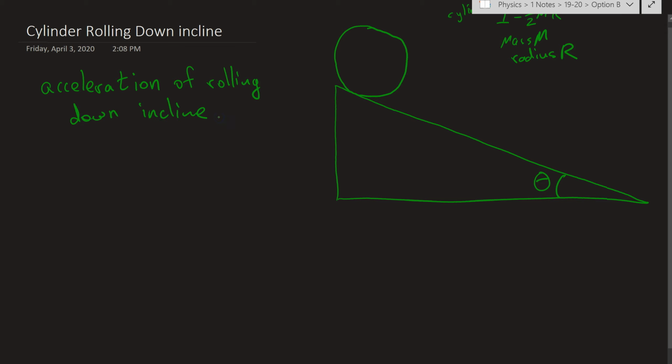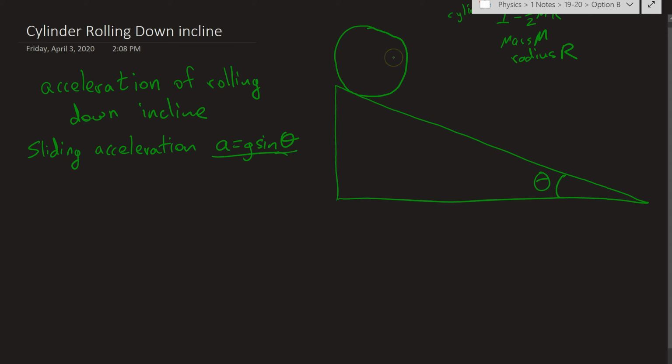And to remind you, sliding down the incline would result in an acceleration of a equals g sine theta. If there was no friction and a thing just slid straight down the incline, we would get that result. And if you don't believe me, you have the tools to prove it to yourself.